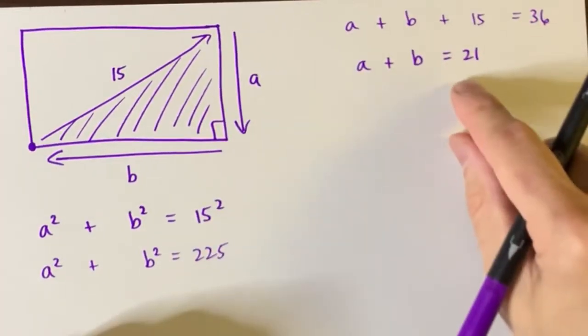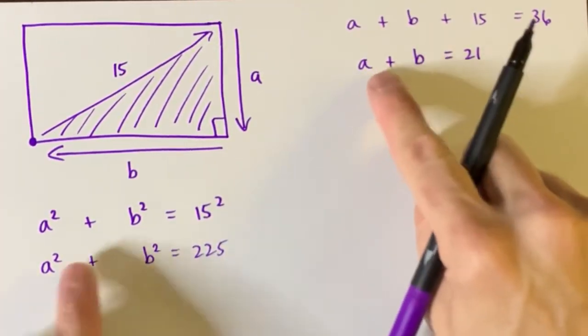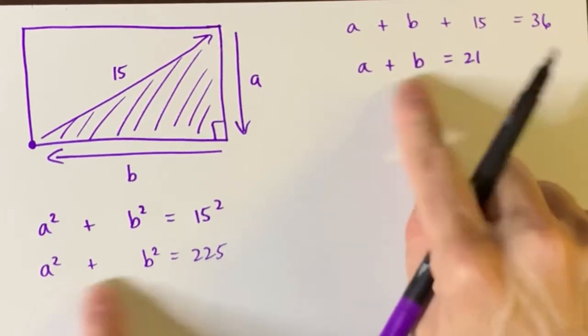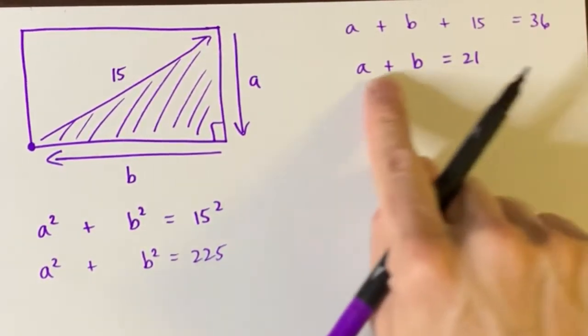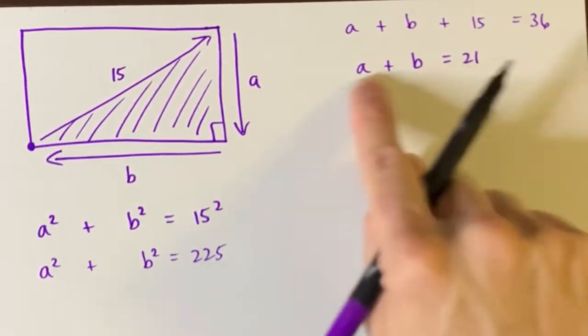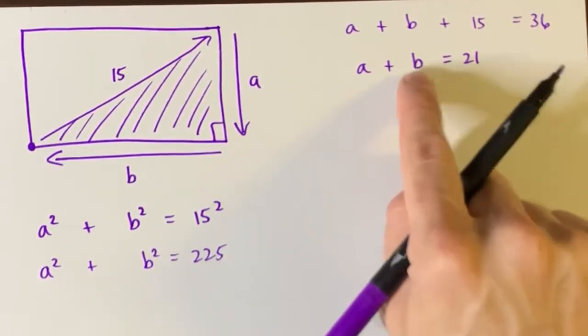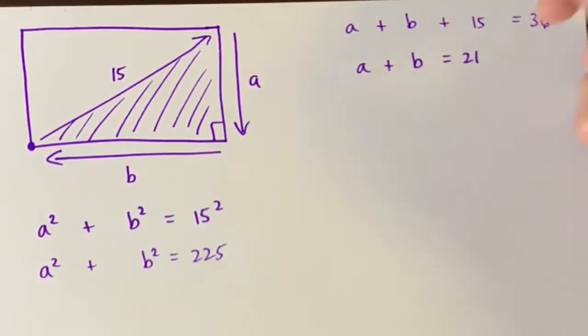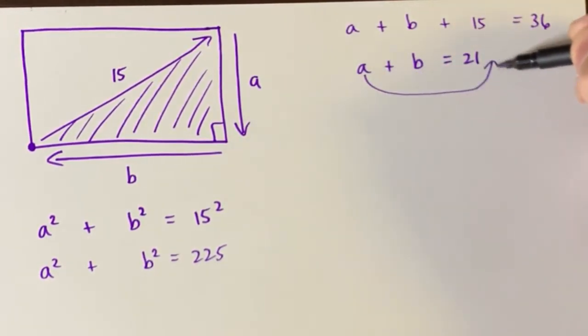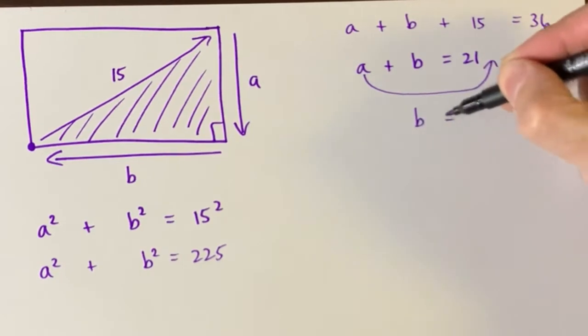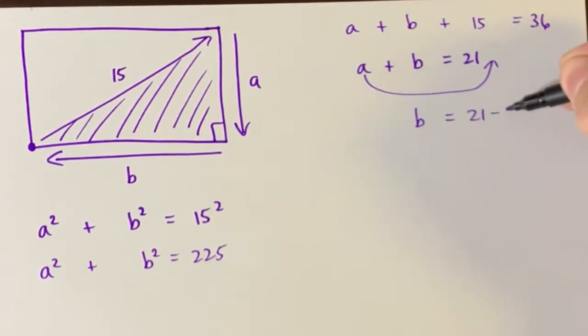So now here is the key part. We have two variables, A and B, and so we have two different equations. Generally speaking, what you want to do is take the easier equation, the one that looks simpler, and get either of the letters alone. Let's suppose that you wanted to get B by itself. So let's take the A and move it to that side, so that B equals 21 take away A.